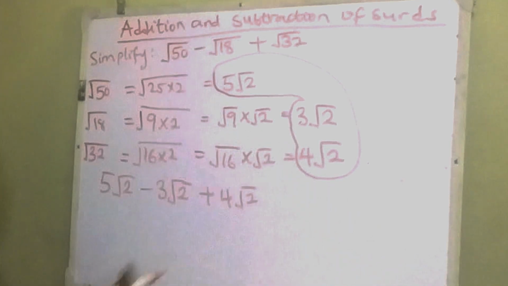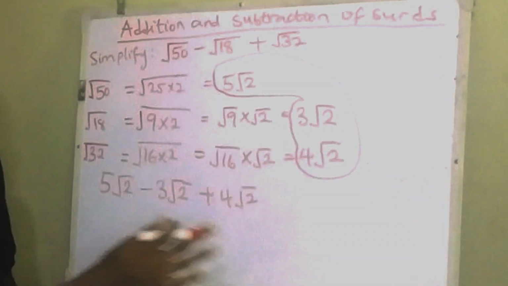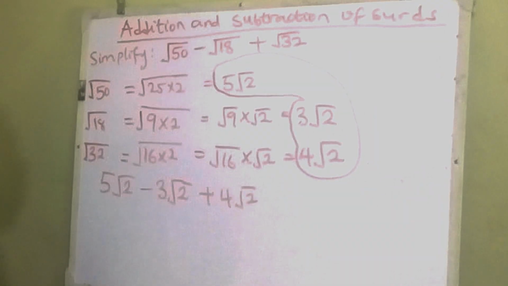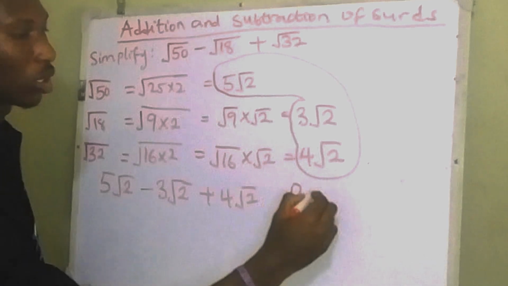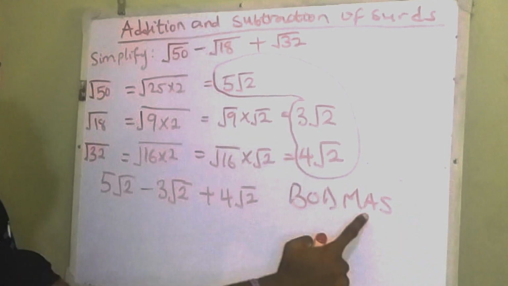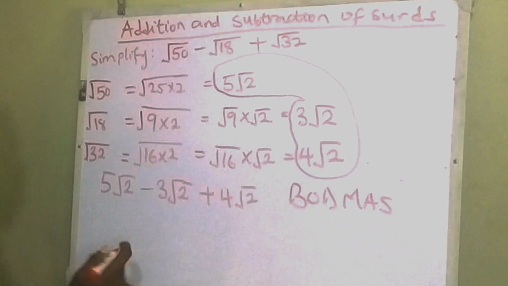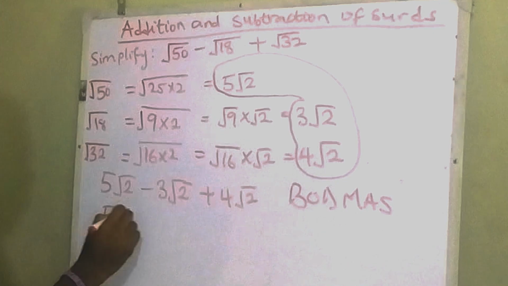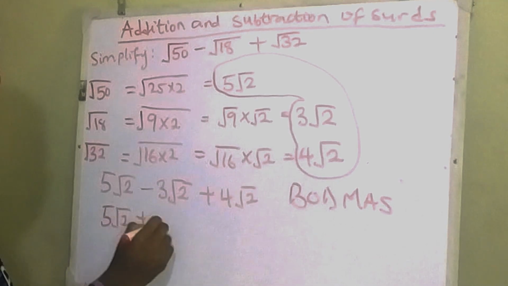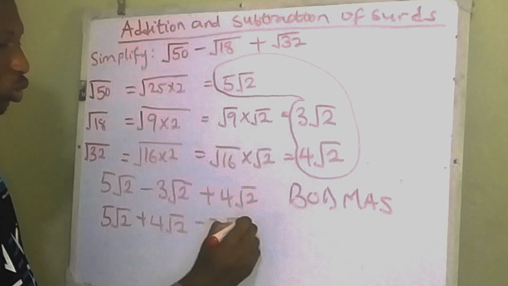Now we can work with this expression. Why? Because the terms within the square root are all what? Like terms. So they are all the same. So what it therefore means is I can now use BODMAS. And in your BODMAS, you can see that addition comes before subtraction. So we can add these numbers, then subtract with this one. So we have 5 square root of 2 plus 4 square root of 2 minus 3 square root of 2.